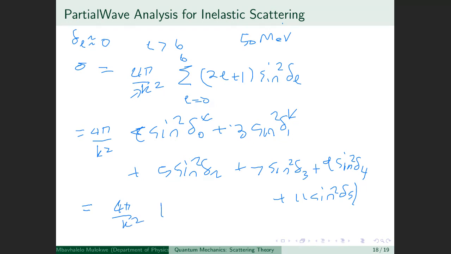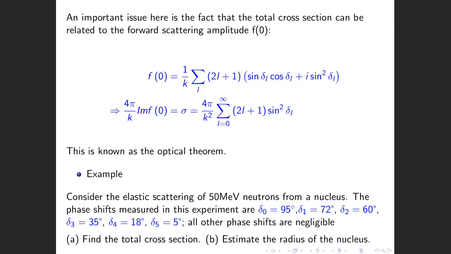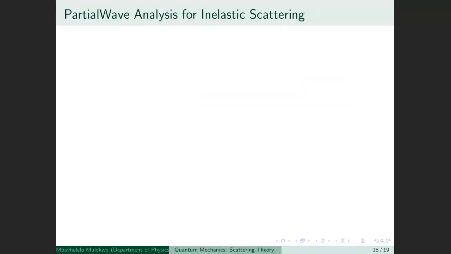And these you have already measured experimentally, so just plug everything in there and you get 4 pi over k squared times 10.702. And then you had already measured the energy. Let's just go back. It says that you're considering neutrons with 50 MeV. So from the energy, you can determine what k is.